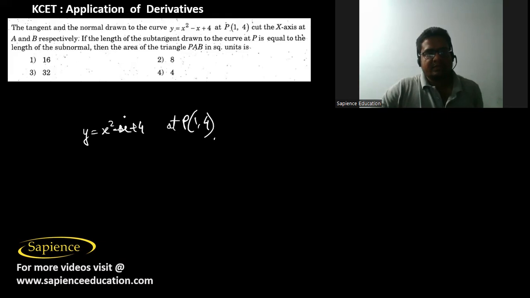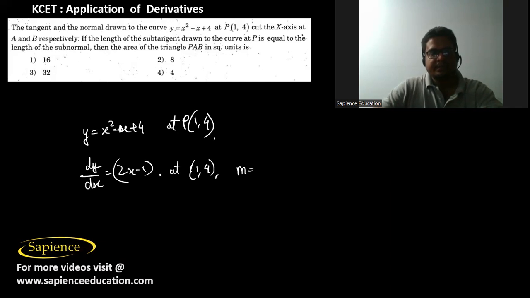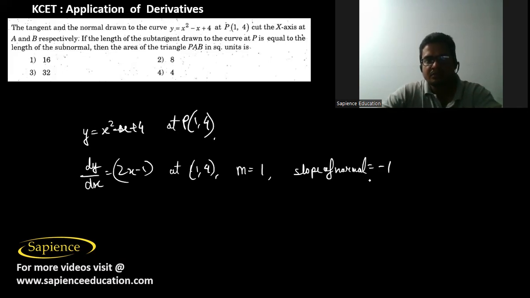So now here, the slope of the tangent will be equal to dy by dx, that is equal to 2x minus 1. So at (1, 4), the slope of the tangent m will be equal to 2 into 1 minus 1, so that is 1. So slope of the normal will be equal to minus 1, since normal is always perpendicular to the tangent.